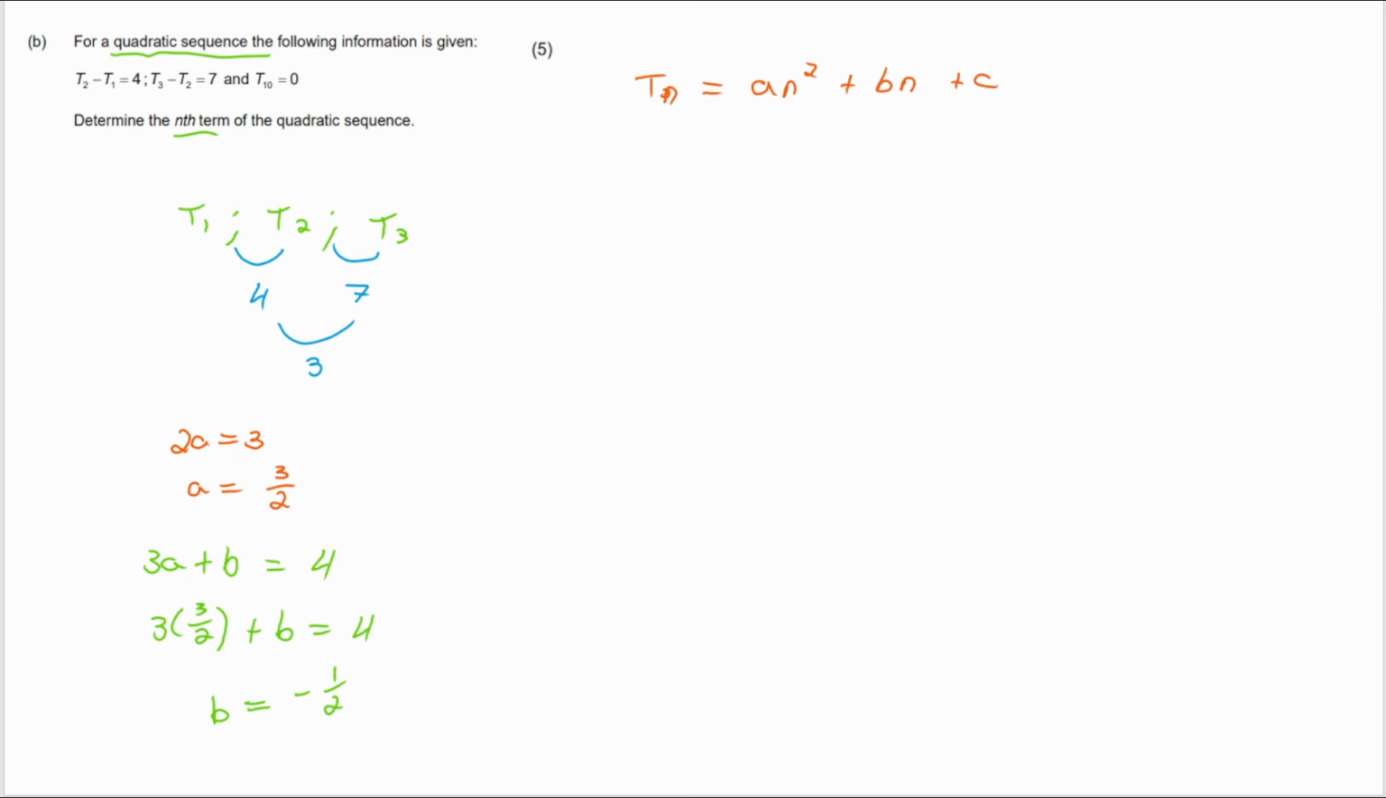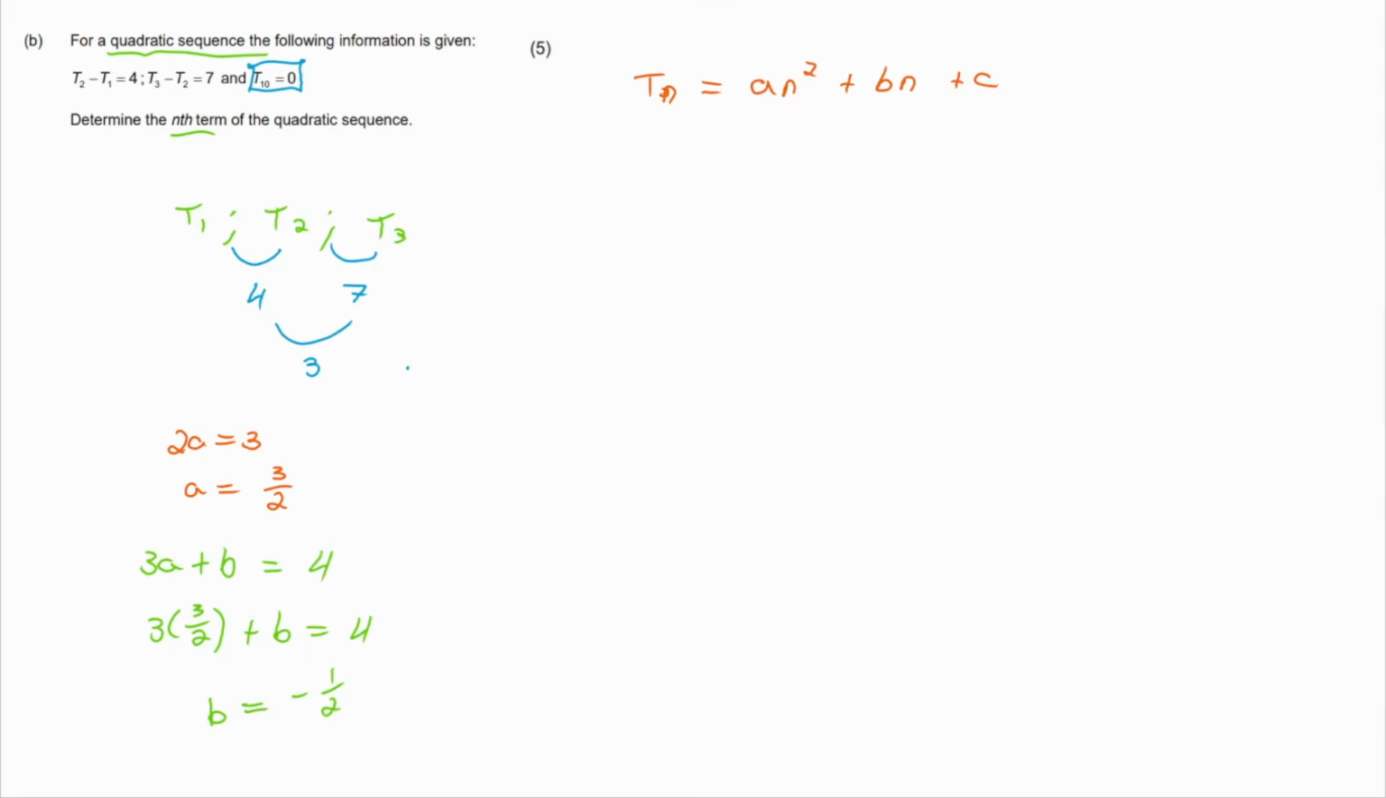Normally you would find c by looking over here, but we can't do that because we don't know what T1 is. But what information haven't we used yet? We haven't used that T10 is 0. So let's fill in what we know about Tn so far. It's 3 over 2 n squared minus 1 over 2 n plus c.